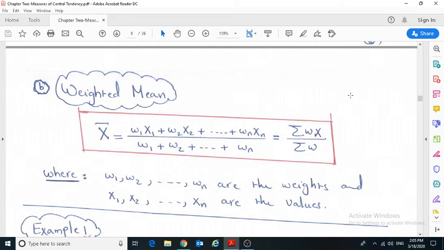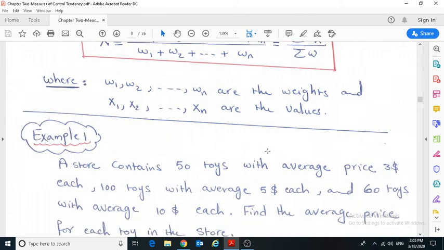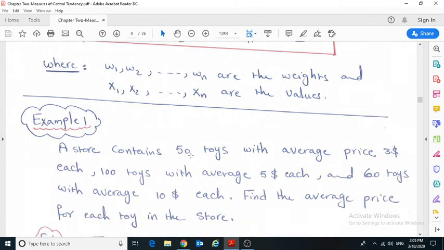The rule for weighted mean is equal to the sigma of wx divided by sigma w, where the w's represent the weights or the frequencies of the values x1, x2 till xn respectively. For example, number 1, a store contains 50 toys with average price $3 each.